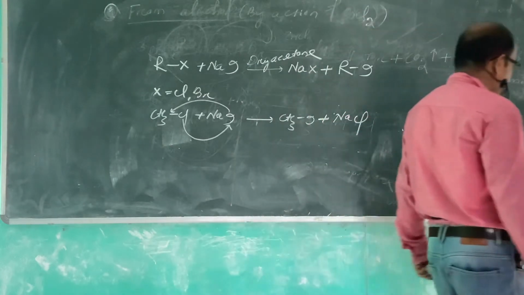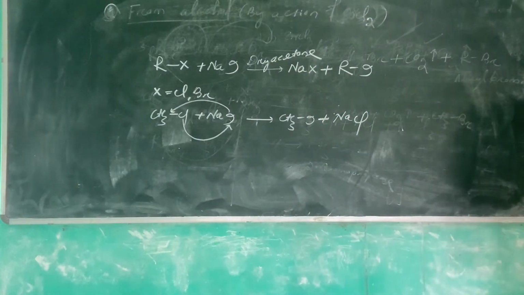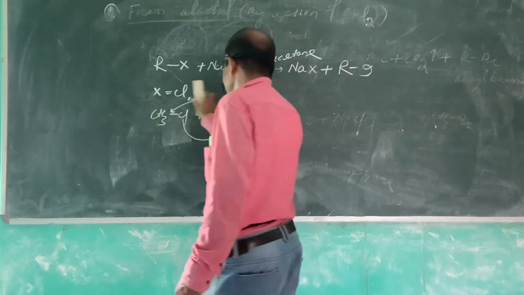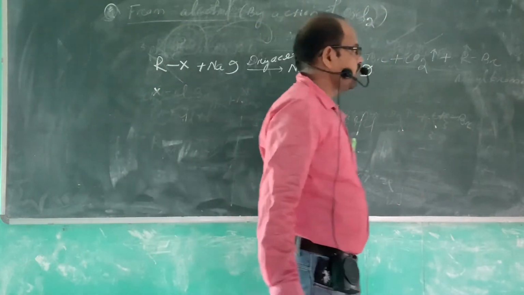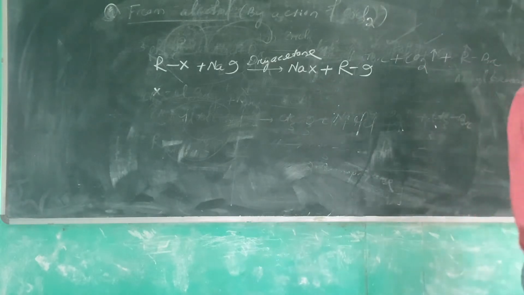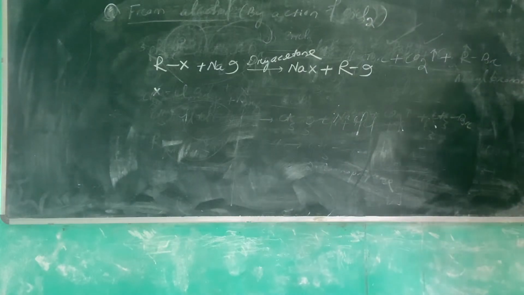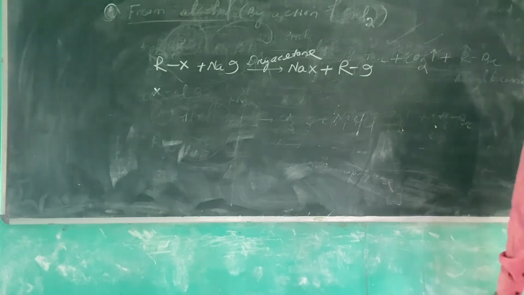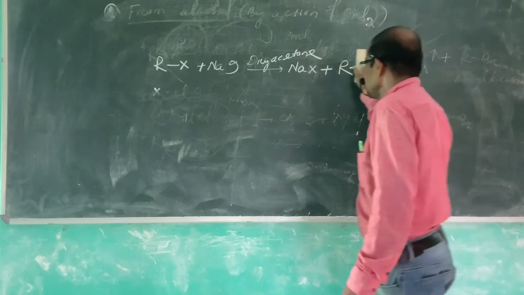Then come to the next method of preparation, that is called the Schwarz reaction. When alkyl chloride reacts with a metallic chloride such as silver chloride, mercurous chloride, or cobalt chloride to produce the corresponding alkyl chloride, this reaction is termed the Schwarz reaction.